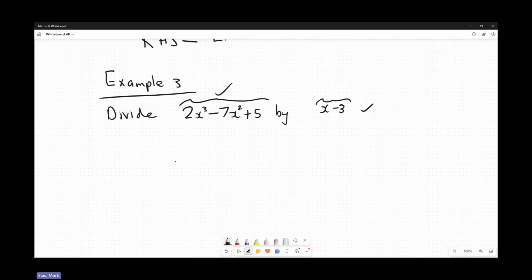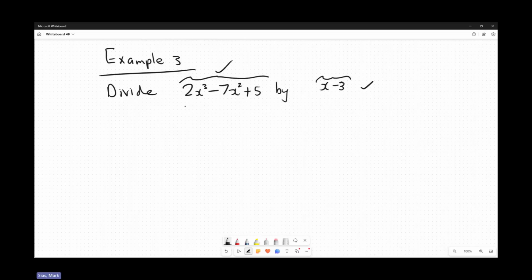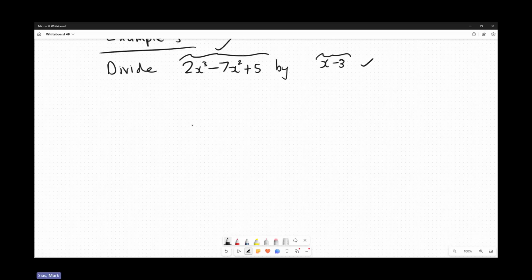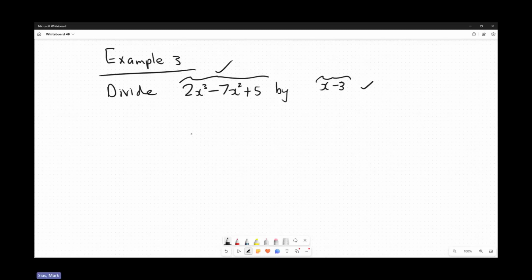Let me just double check if I wrote this down correctly: 2x cubed minus 7x squared plus 5 divided by x minus 3. Guys, listen carefully. I'm going to try and be faster because it's the same process. So 2x cubed minus 7x squared plus 5, we divide it by x minus 3.